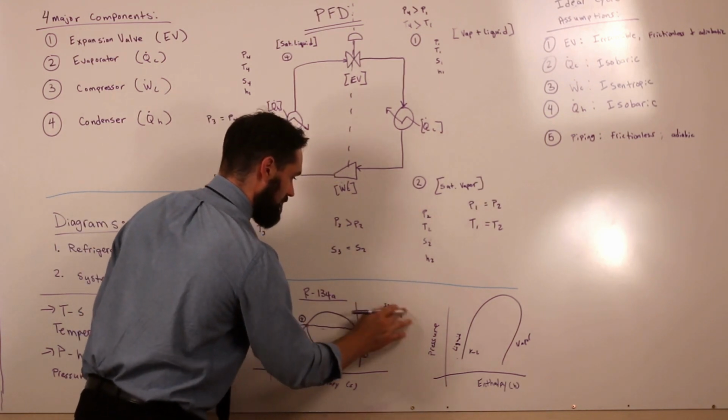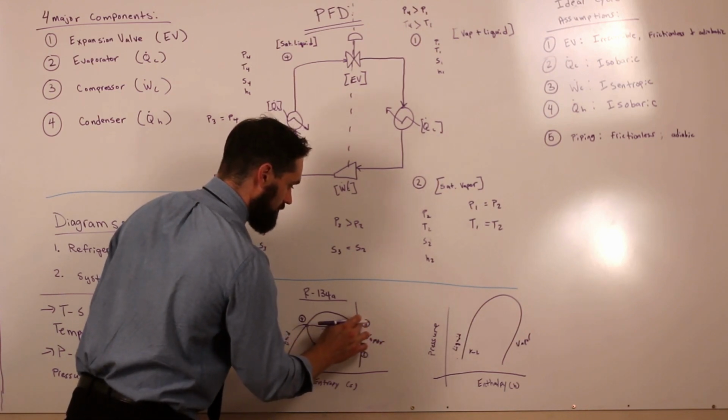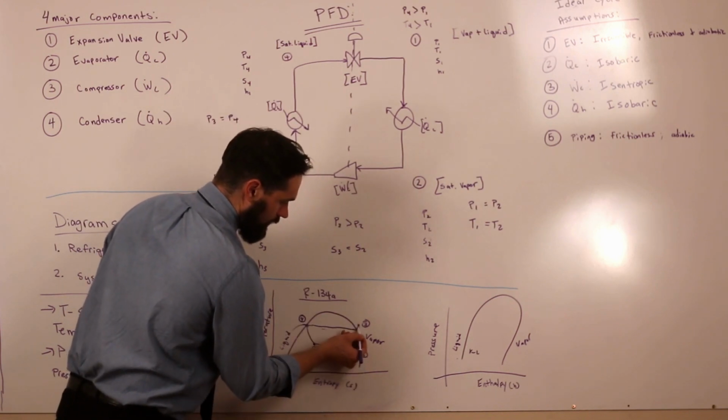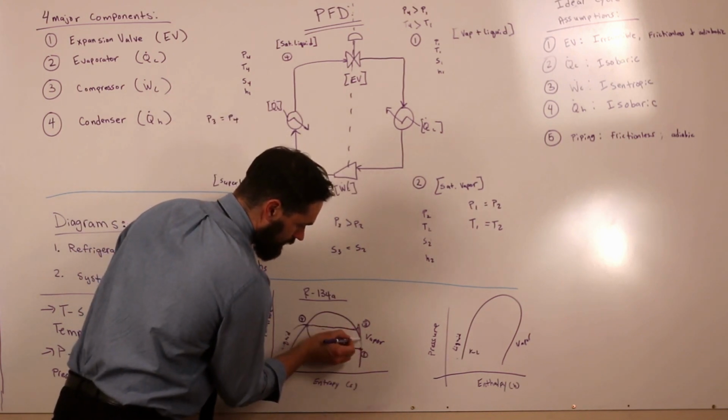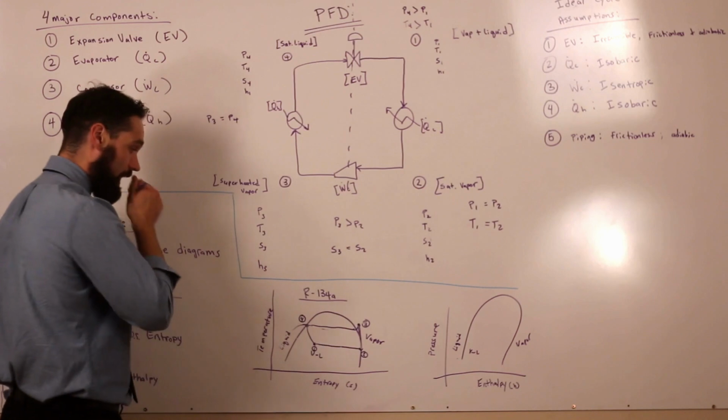I'm just going to erase this pressure bar so you can see the nature of the actual system curve. So here we've gone up, oh man, I'm not good at drawing. We come up here isentropically, so entropy is constant.